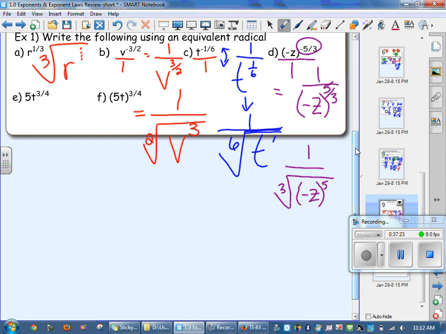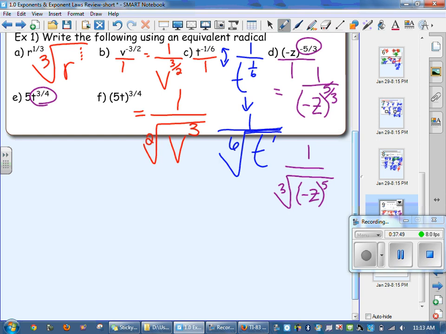Okay. Letter E, solving letter E. The only thing over here that has the exponent is the letter t, which means the t is going to be in the radical form. The 5 will be out front, attached to the radical in front. So I'm going to have 5 times the 4th root of t cubed. And that's how we solve that one.